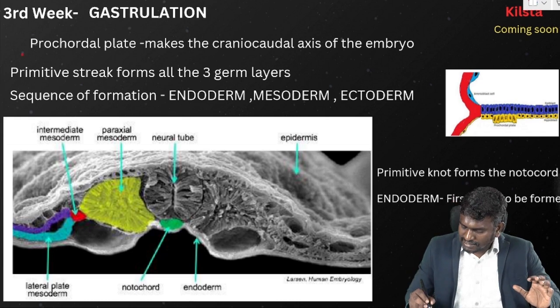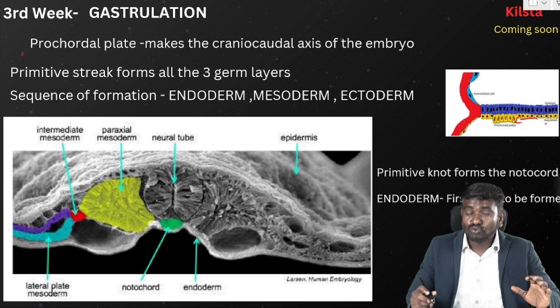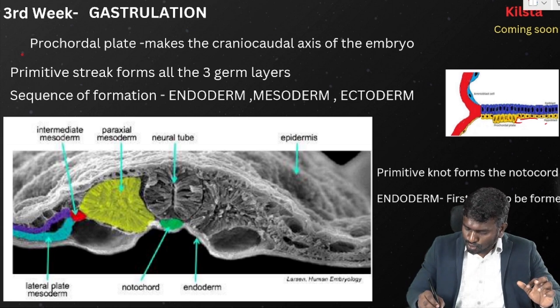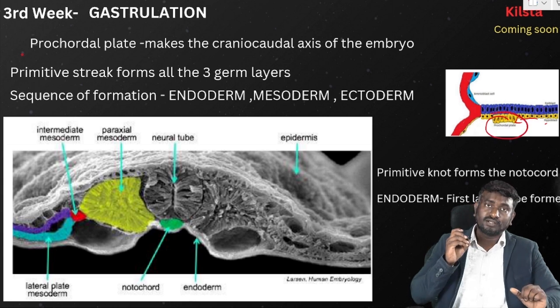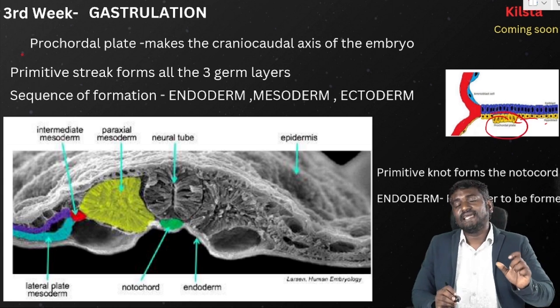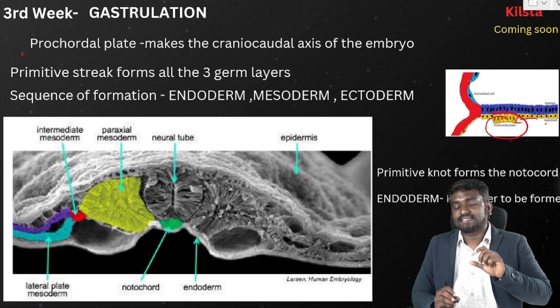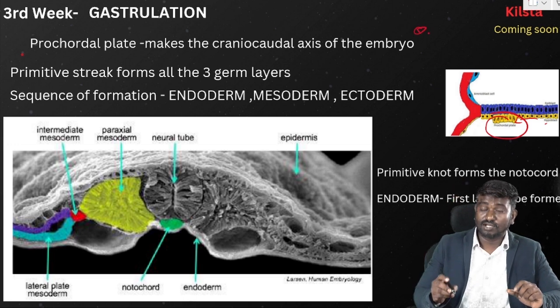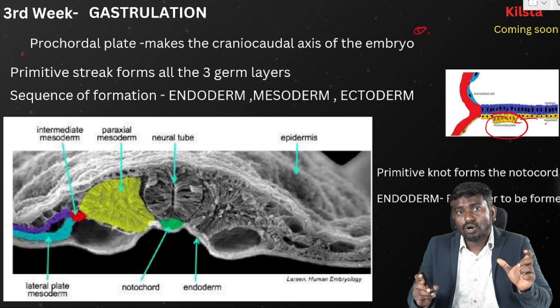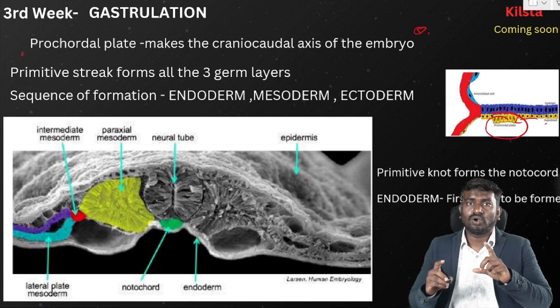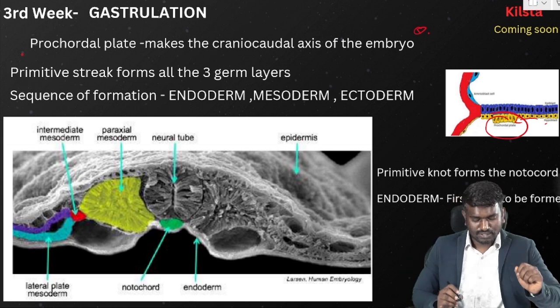Good. Let's enter into the third week, which is called gastrulation. The epiblast and the hypoblast move forward. As they move forward, the hypoblast forms the prochordal plate. Very important. The prochordal plate makes the craniocaudal axis of the embryo. Once again I repeat, the prochordal plate makes the craniocaudal axis of the embryo.